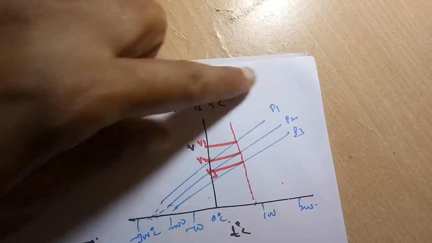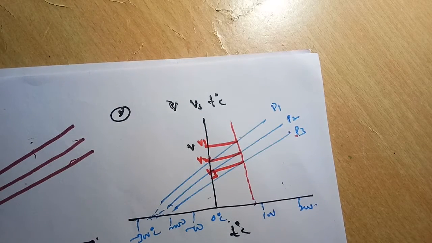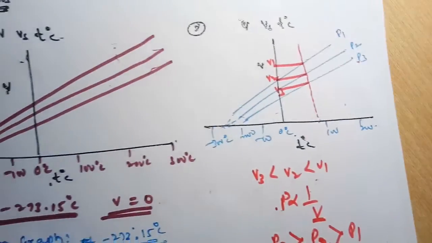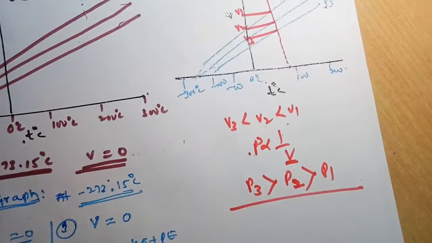What is asked? The P relation. What we have? P is proportional to 1 by V. So as the V's are present, in the opposite manner the P's are present. That means V's increase, so P's decrease. P3 is greater than P2 is greater than P1. So this is the relation among P1, P2, P3: P3, P2, P1.